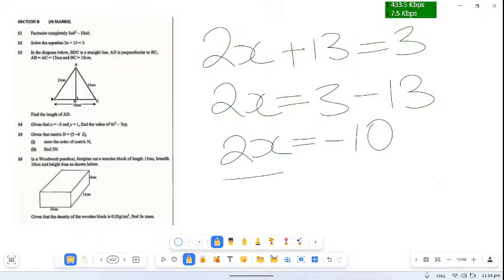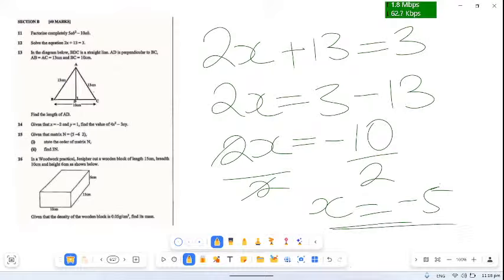Then what we do now is we divide. So we divide by 2, and this side we divide by 2. Then 2 and 2 cancel each other, leaving us with x, which will be equal to. So negative 10 divided by 2 will give us negative 5. And that is the answer.